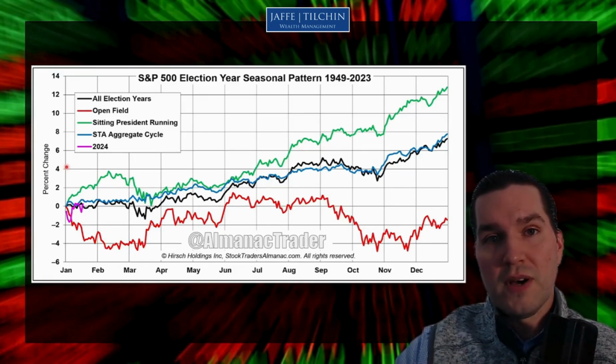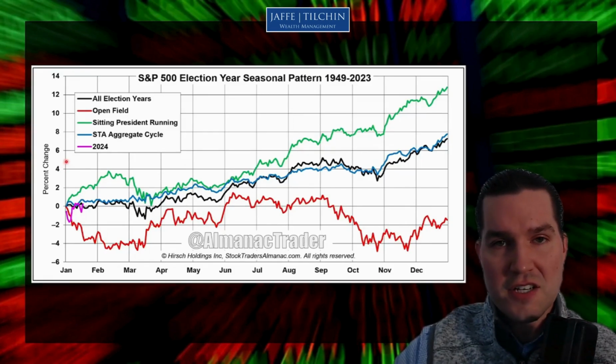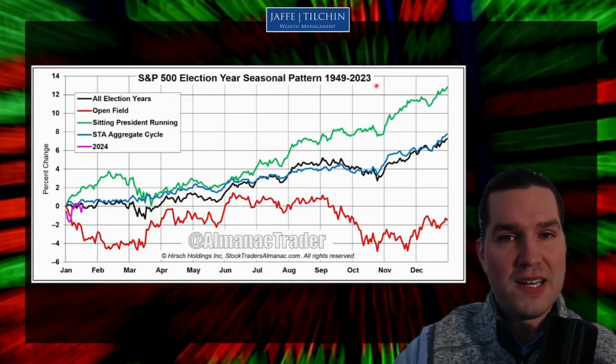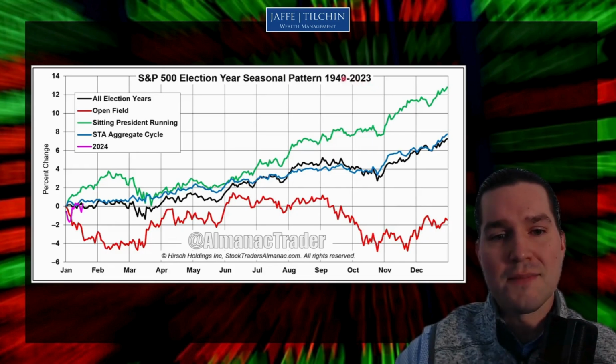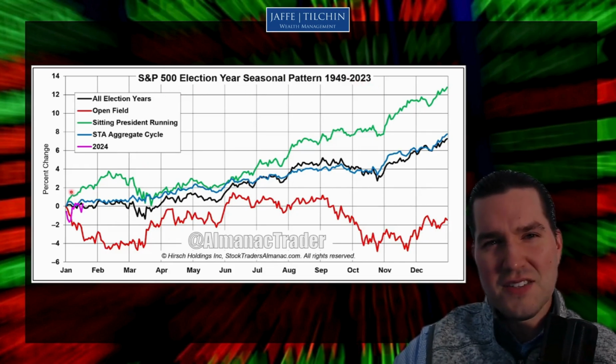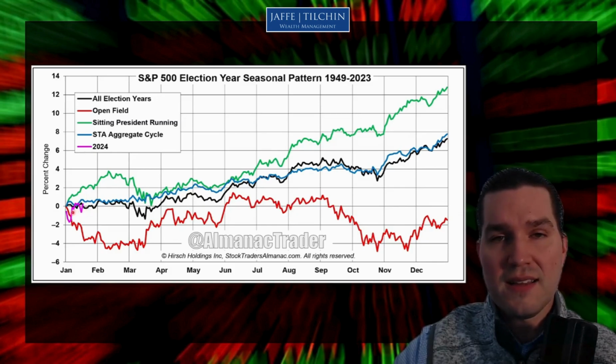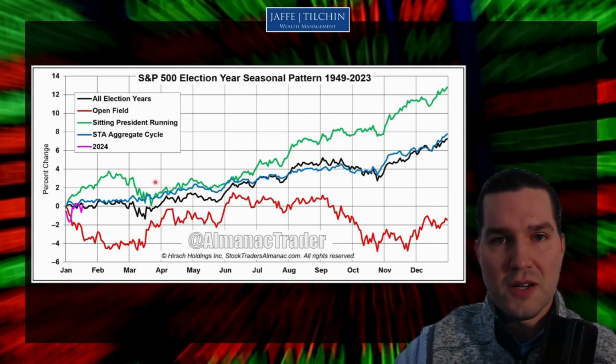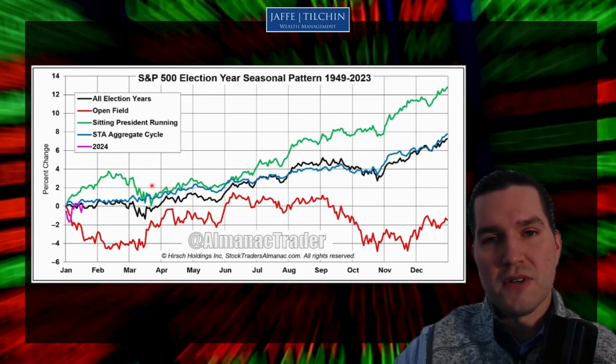But let's look at what we wanted to talk about today, which is election years. So what I'm showing you here on screen is the S&P 500 election year seasonal pattern from 1949 to 2023, where we are today. There's a whole bunch of lines on this chart, but we're really going to focus on the black line, which is all election years together, and the green line, which is when the sitting president is running. We have an incumbent president running for election.